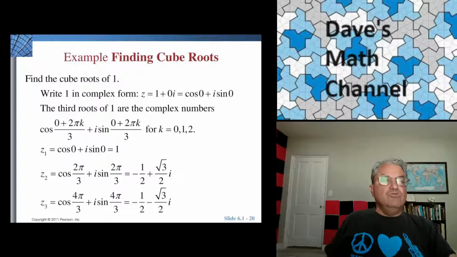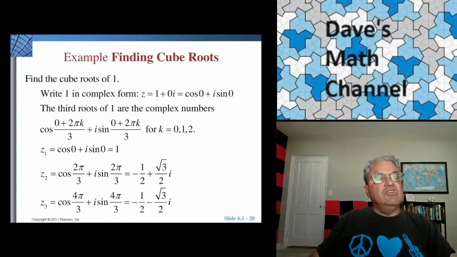In general, there are two real nth roots if n is even, and there is one real nth root if n is odd. But if you're working with the complex numbers, there are always n nth roots of any given complex number. And here are the three cube roots of 1 written out.